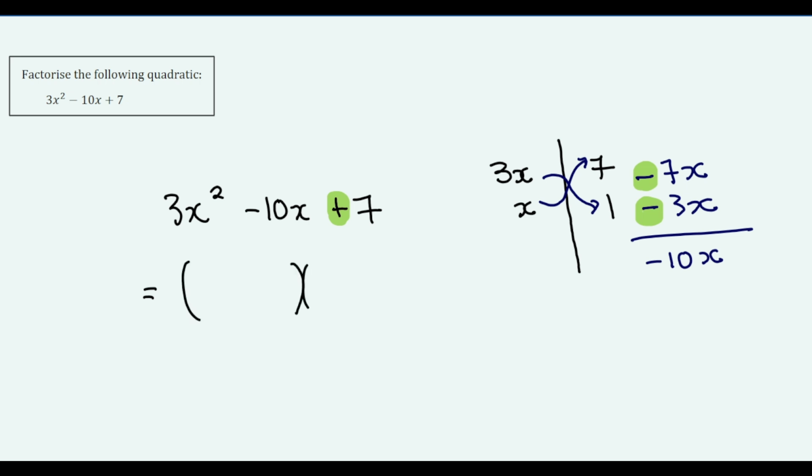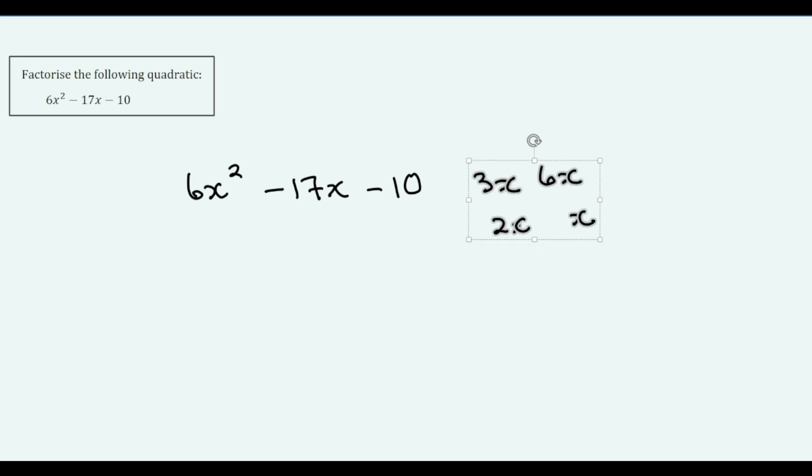Let's write out our brackets. I'll write 3x goes with 1, x goes with 7, and we had two negatives over here, so it's kind of easy. You can check if we multiply this out, it will definitely match. Minus 7 times minus 1 is positive 7. So this worked.